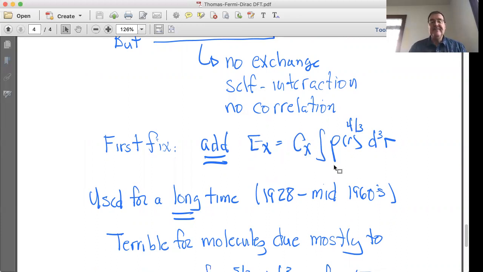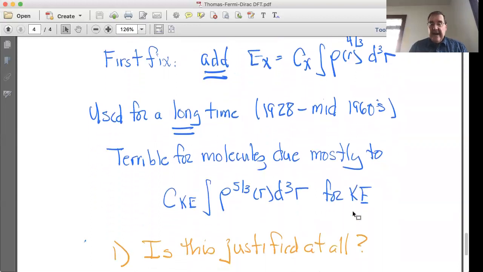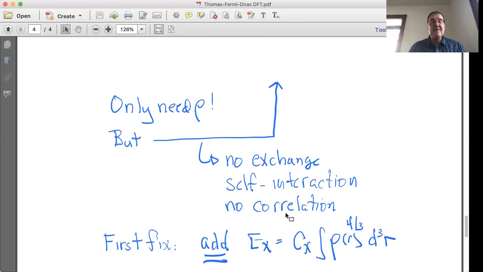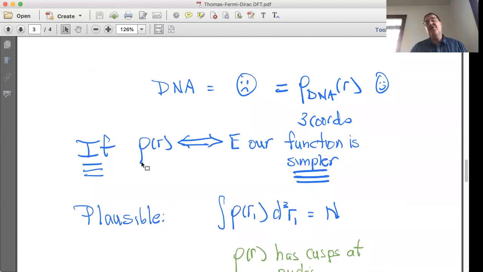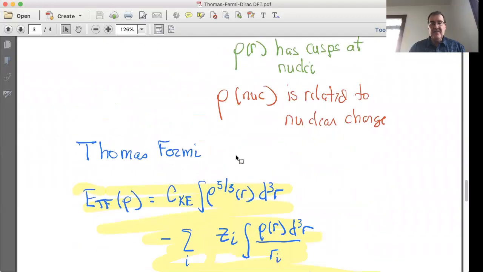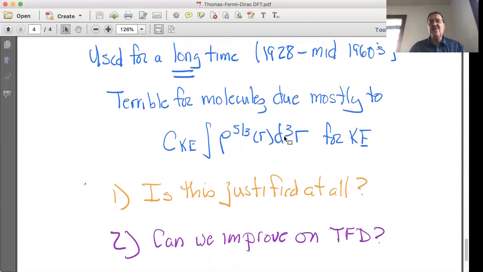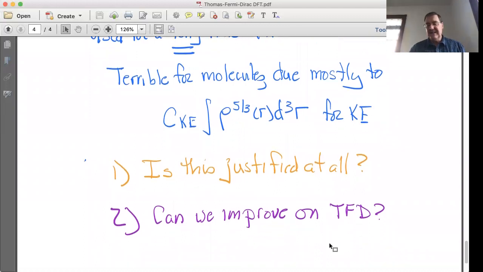And it's really for a uniform electron gas, which we'll see in a little bit. This was used for a long time to study solids. It's terrible for molecules, due mostly to the fact that the kinetic energy part is horrific. It's bad. But the question that people asked and continue to ask, although it was used, is: is this justified at all? This was all predicated on the thought that there was a unique relationship that, given rho, I could get the ground state energy. Is that justified? And if it is justified, well, this is still pretty terrible for molecules. Can we improve on Thomas-Fermi-Dirac theory? And that is chapters 4 and 5.